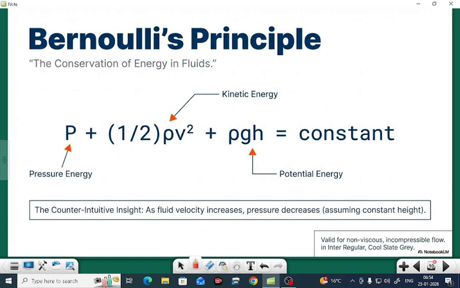Bernoulli's principle, the conservation of energy in fluids. That is important. The pressure, the kinetic energy per unit volume and the potential energy per unit volume sum to a constant. The counterintuitive insight: as fluid velocity increases, pressure decreases, assuming constant height. This is valid for non-viscous, incompressible flow in a steady state. So what we get is P plus half rho v squared plus rho g h equals constant, where half rho v squared is the kinetic energy per unit volume and rho g h is the potential energy per unit volume. This is known as Bernoulli's principle.